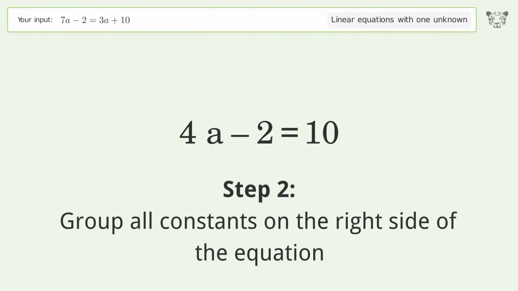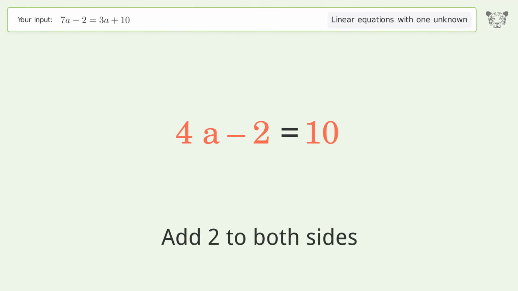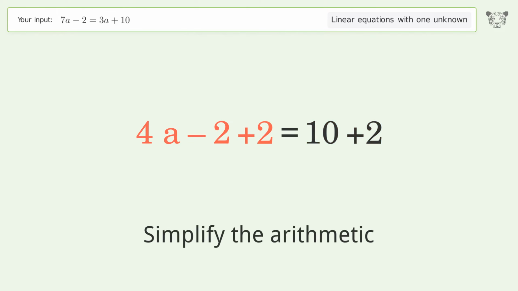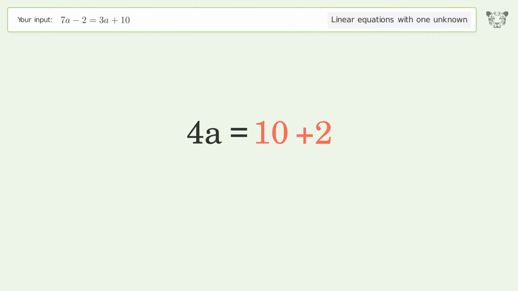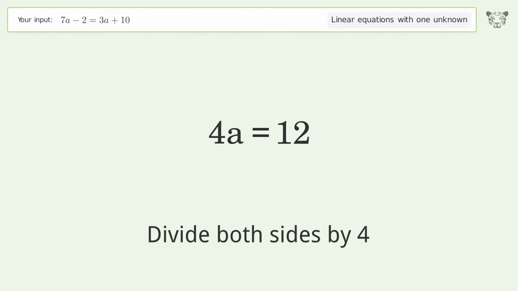Group all constants on the right side of the equation. Add 2 to both sides. Simplify the arithmetic. Isolate the a. Divide both sides by 4.